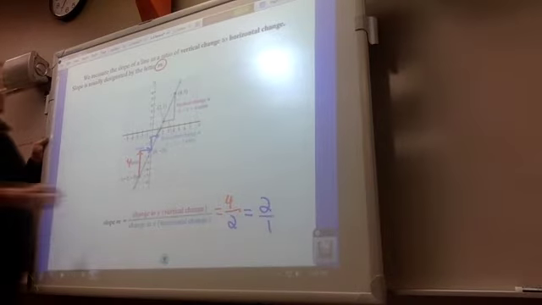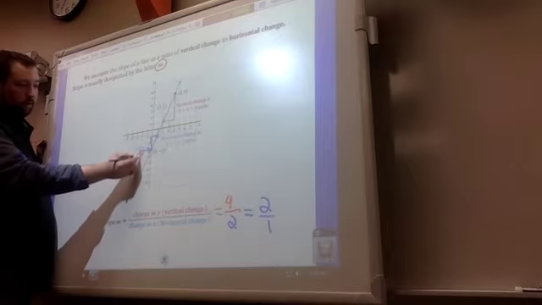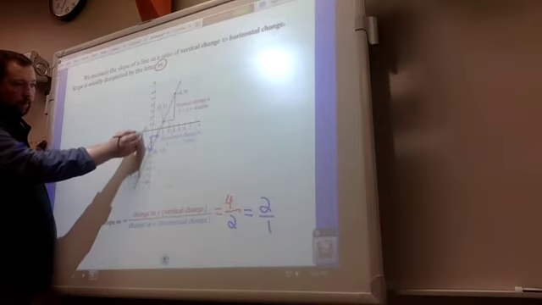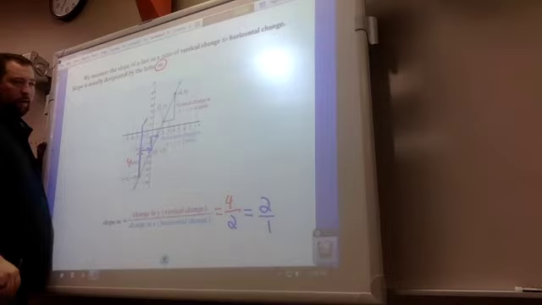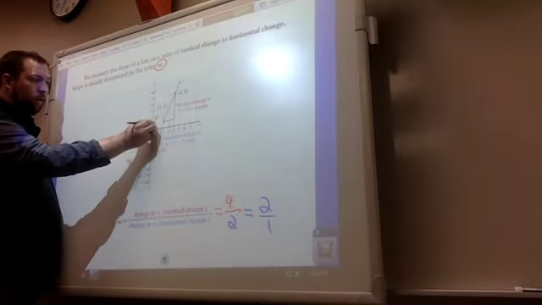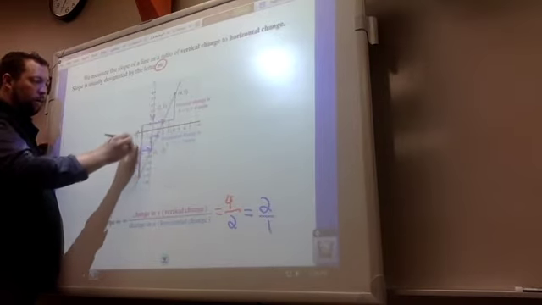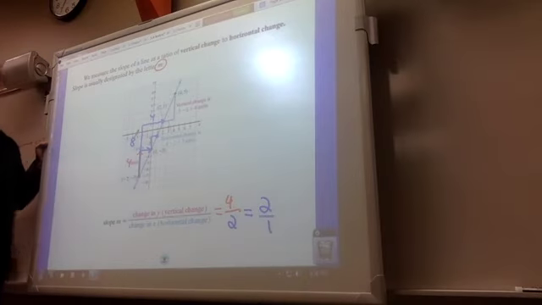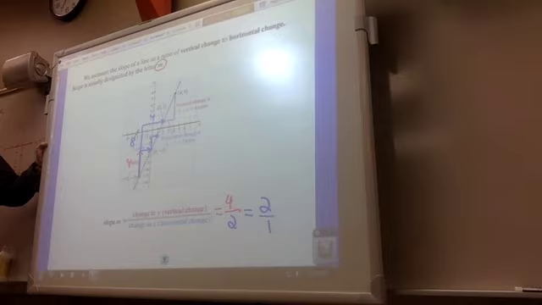So if I went up 8, 1, 2, 3, 4, 5, 6, 7, 8, what gives me 2? 4, and I went over 1, 2, 3, 4. Notice that still gives me a point on the line. I can go up 16 and over 8. It still gives me a point on the line as long as that ratio is still a 2-to-1 ratio.